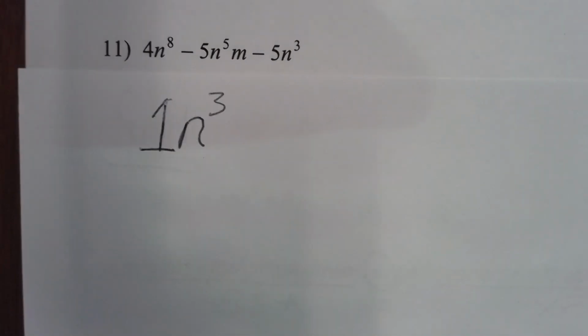That's correct. I said it first. Okay, so 1n cubed, or n cubed, would be the GCF because m is not in common in all of them.